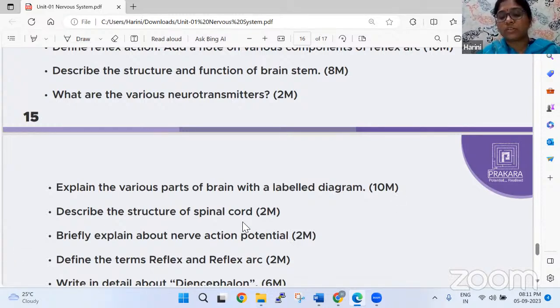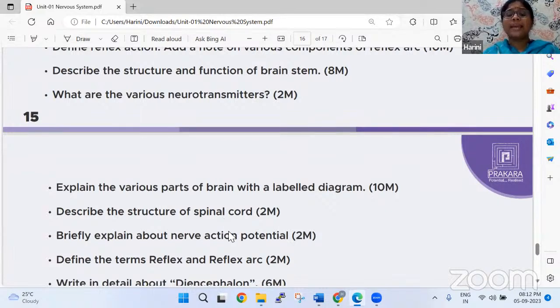Next, describe the structure of the spinal cord. Yeah, the structure of the spinal cord. What are the outer layers? How is its internal structure? What are the main nuclei and tracts present in the spinal gray matter? What is white matter? What are the various neurons present in the white matter? How do the spinal nerves connect through the spinal cord to the cranial nerves? All that you can describe in the spinal cord structure.